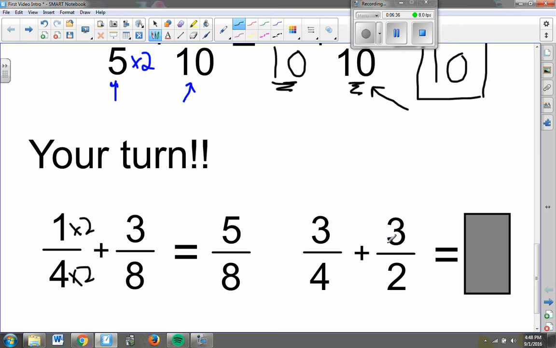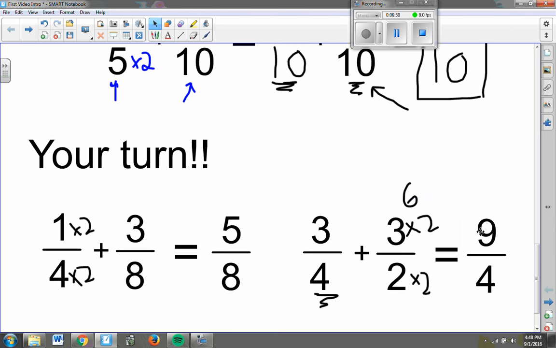Now in the second problem, we need to times this 2 times 2 to make it into a 4. 2 times 2 will give us 4 over here. And then we have to times the 3 as well by 2. 3 times 2 is 6. 6 plus 3 gives me, for that, 9 over 4. The 4 does not change, it stays the same.